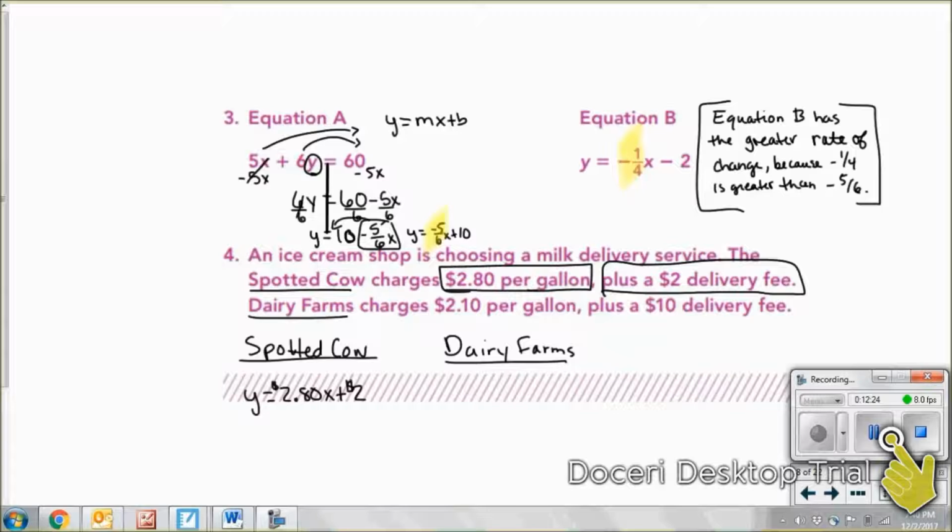All right, partner 1, you are going to share your equation first, and then partner 2, you're either going to say I agree, or if you disagree, you're going to explain what you find wrong with their equation. So partner 1's going first. Share your equation.